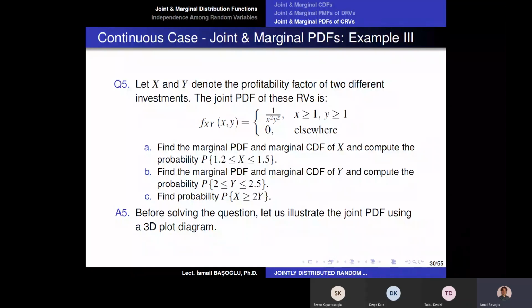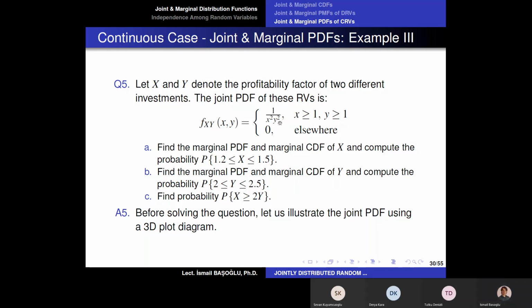So if you invest in a project, the profitability factor should be greater than 1 if it is going to bring any profit. However, of course, some projects are risky. Sometimes they can bring a return which is less than 1. But in this example, we assume that both projects are profitable. They are going to return a factor greater than or equal to 1 in both cases, according to this joint probability density function, which is 1 over x squared y squared.